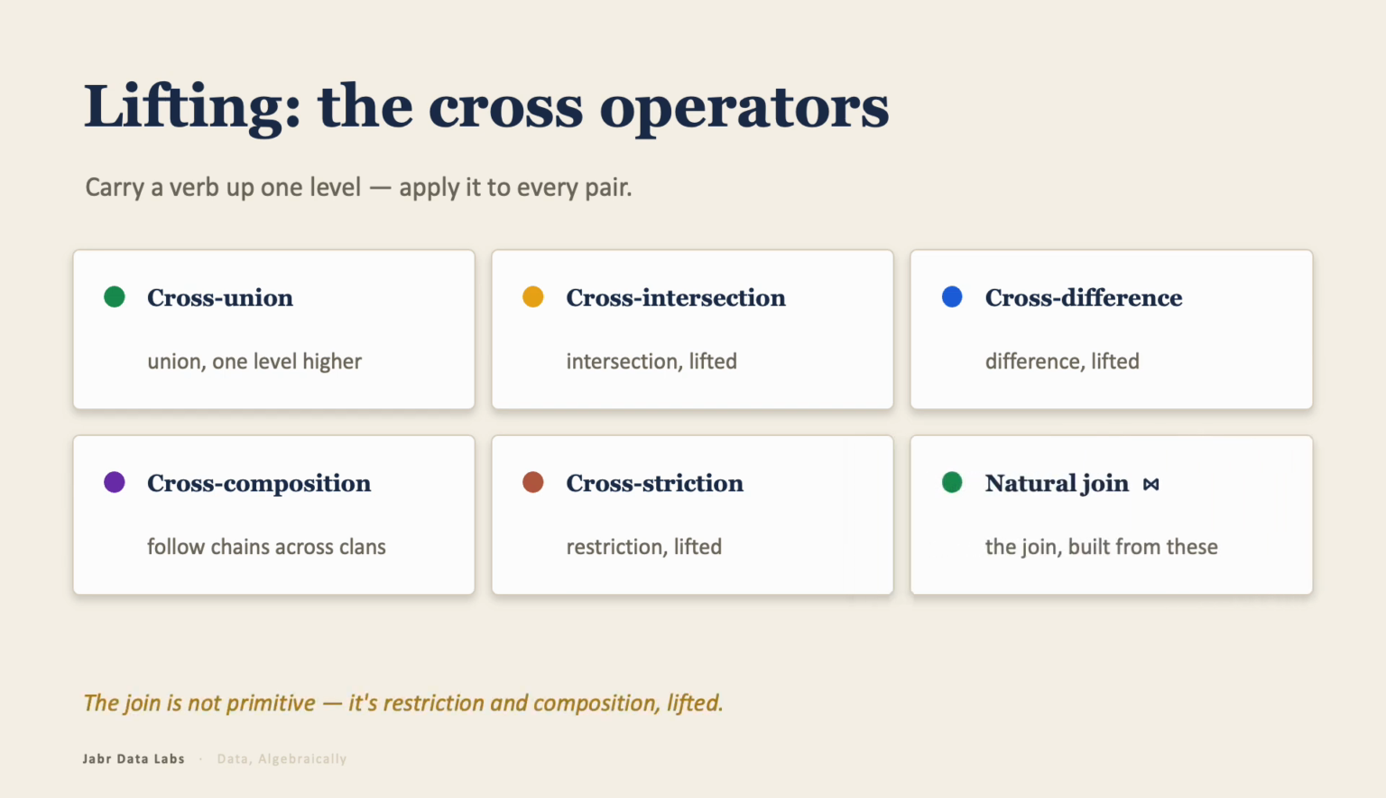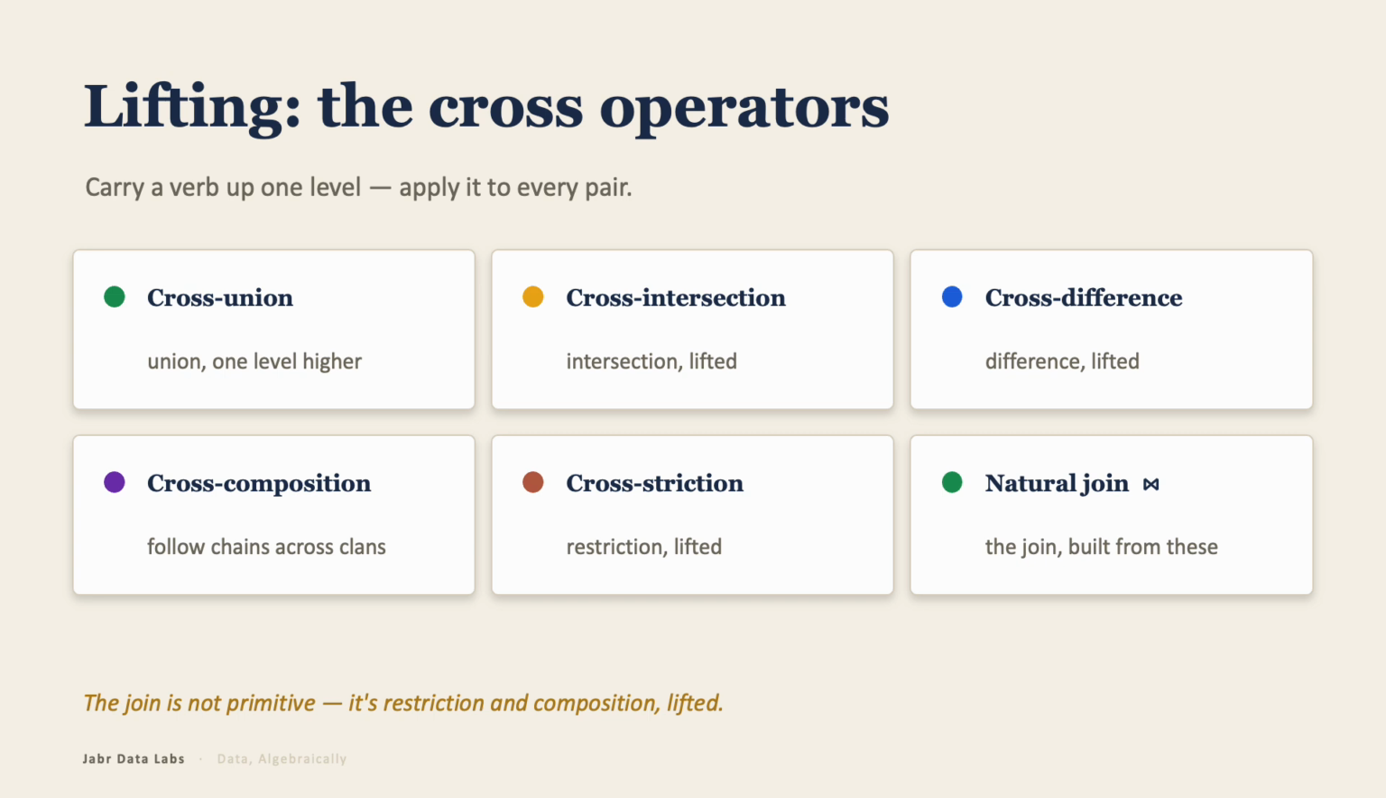Now the second idea, lifting. It's the simplest thing in the whole algebra. Take any operation you have on relations and apply it to every pair of relations, one from each clan, collecting the results. That's a cross operator. We mark it by drawing a broken circle around the familiar symbol that is being lifted.